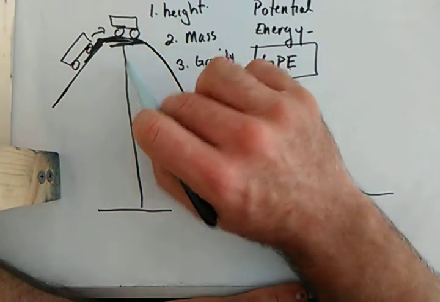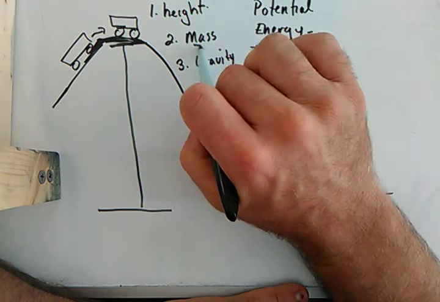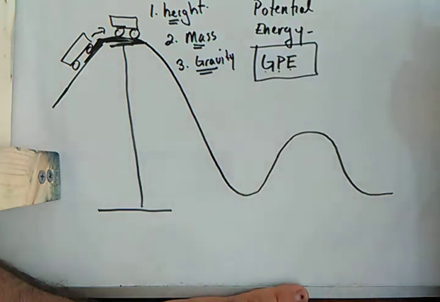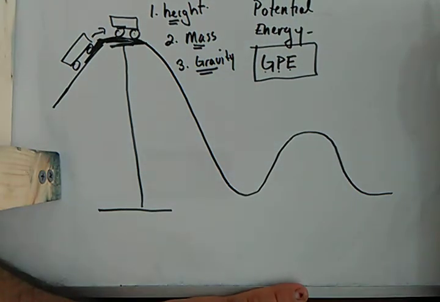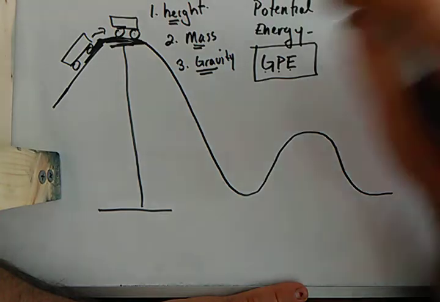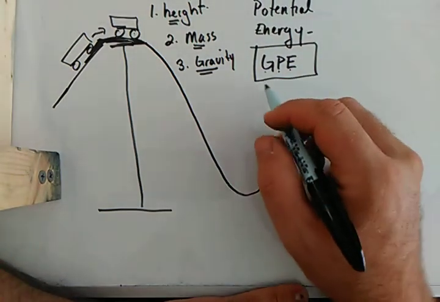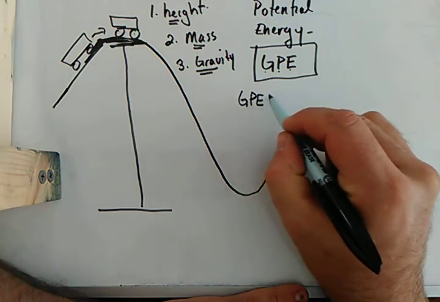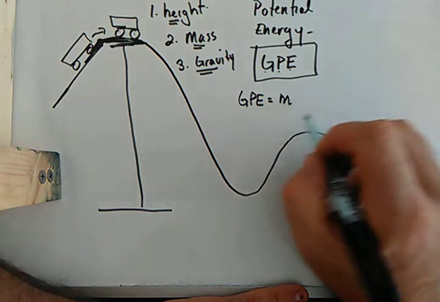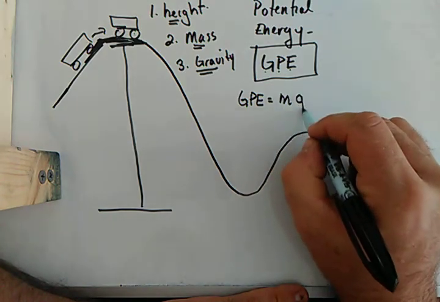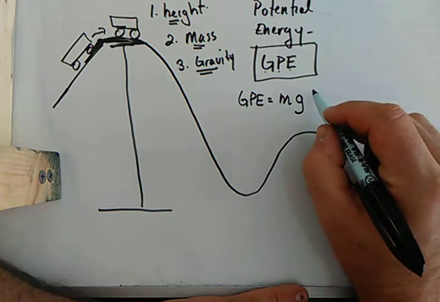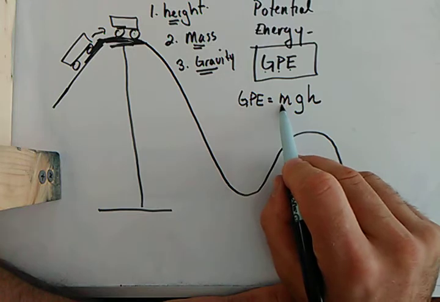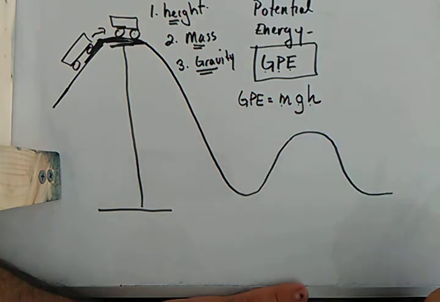So look, I lift up this mass a certain height in the expectation that gravity is going to do something to it. This is called gravitational potential energy. And what I'm going to do is give you the formula now to calculate gravitational potential energy. Mass times gravity times height. So the gravitational potential energy is mass times gravity times height.